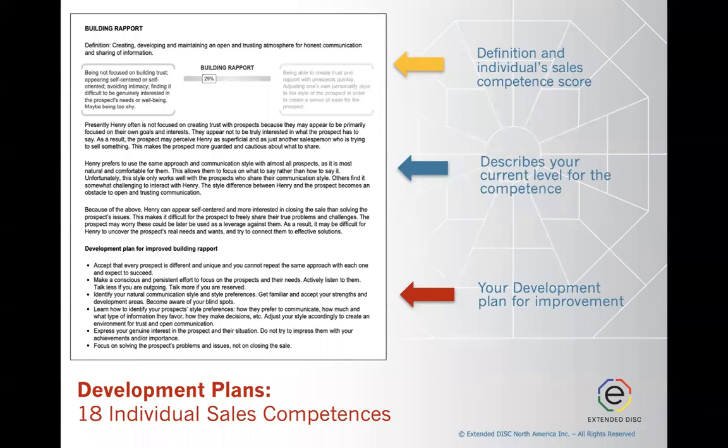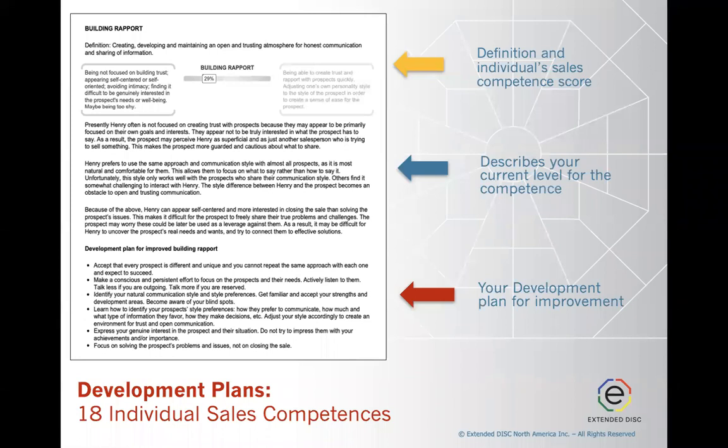In the development plan sections, each development plan focuses on one sales competence. The plan highlights their current score, their current score description, and how to develop the competence. Let's look at how each development plan is broken down into 3 sections.